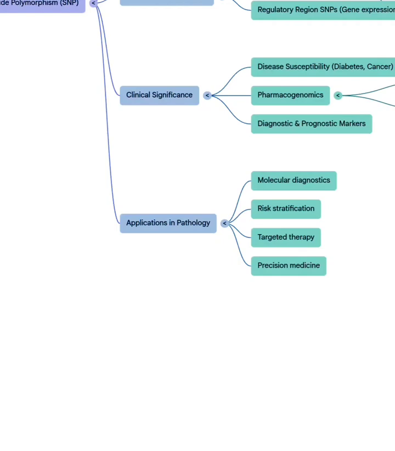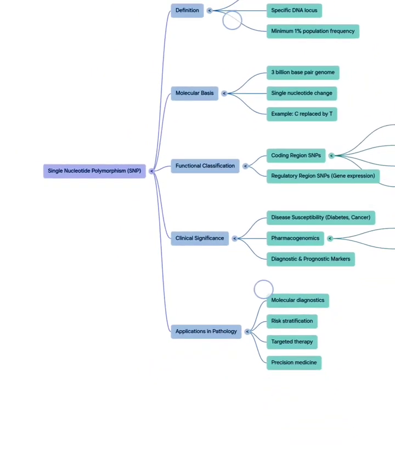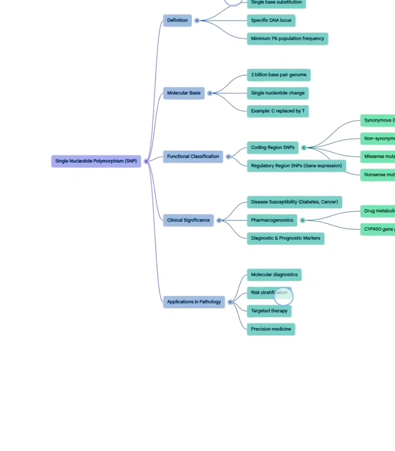Coming to application in pathology, from a pathology perspective, SNPs have multiple applications. First, in molecular diagnostics, they help in detection of genetic variation. SNPs are helpful in risk stratification in identifying high risk patients, in targeted therapy, selecting specific treatment, and also in precision medicine where individualized patient care can happen because of SNPs. This represents a shift from generalized treatment to personalized medicine.